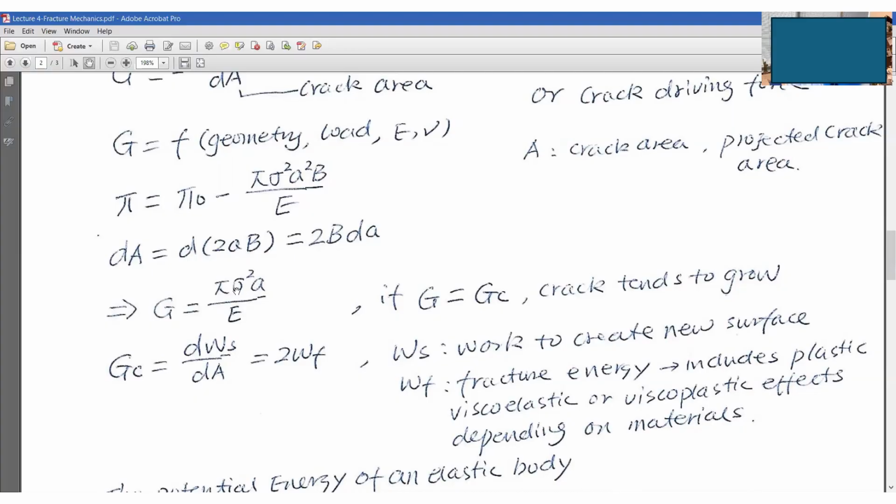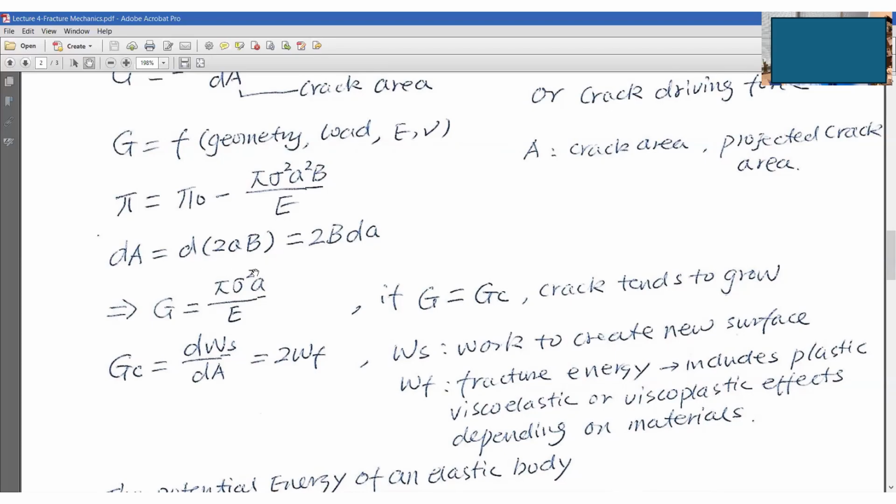G equals pi sigma squared A over E. This term will be gone because it is a constant. And because dA can be written as 2B multiplied by dA, we can simplify G as pi sigma squared A divided by E.